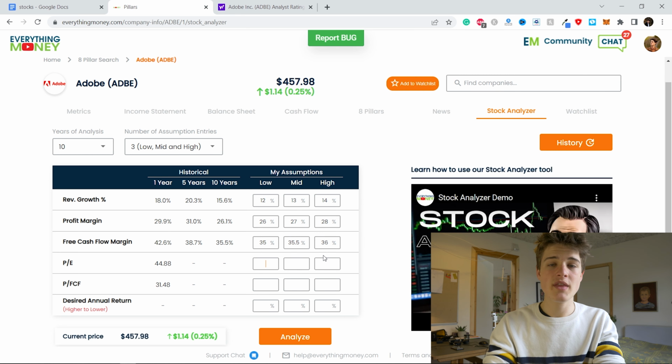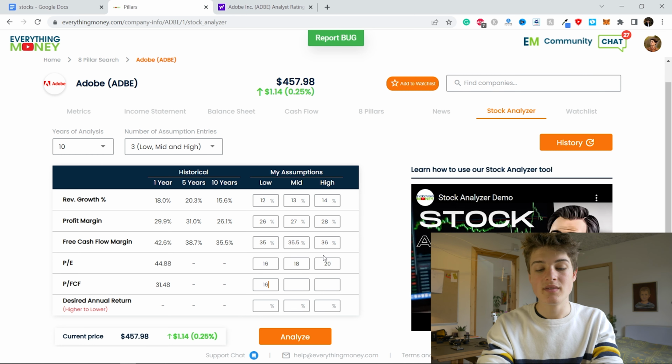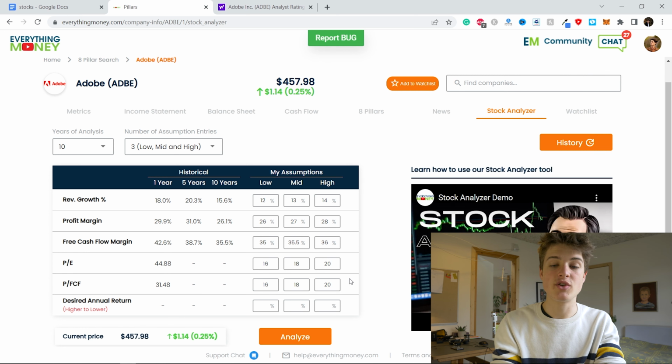For Adobe, they pretty much dominate the whole market. So that's why I'm going to go 16, 18, and 20 for this one. That is still high, so yeah, maybe a little bit too high.